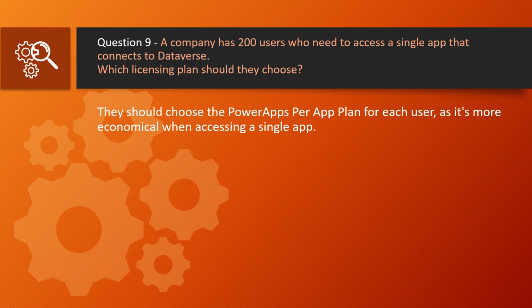A company has 200 users who need to access a single app that connects to Dataverse. So which licensing option will be required? Here they want to use Dataverse, so it is a premium connector, so you will be required to use the Power Apps per app plan for each user, and it will be economical for accessing a single app.